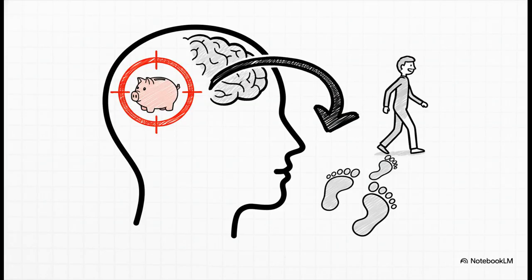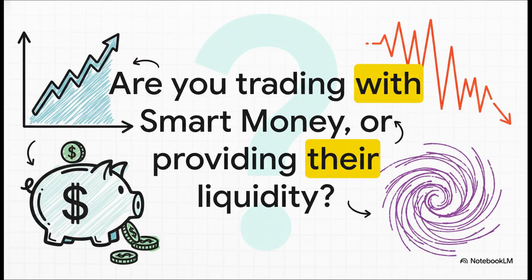You see, ultimately, this is more than just a technical strategy. It's a complete shift in perspective. You stop being the liquidity that gets hunted, and you start following the tracks of the institutions that do the hunting. So I'll leave you with a question to really think about. In your own trading right now, are you moving with smart money, or are you simply providing their liquidity? The answer to that could change everything.